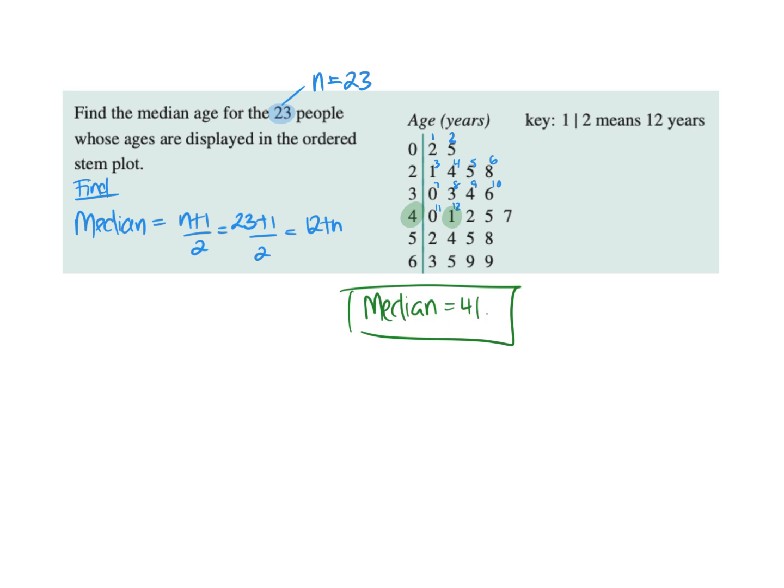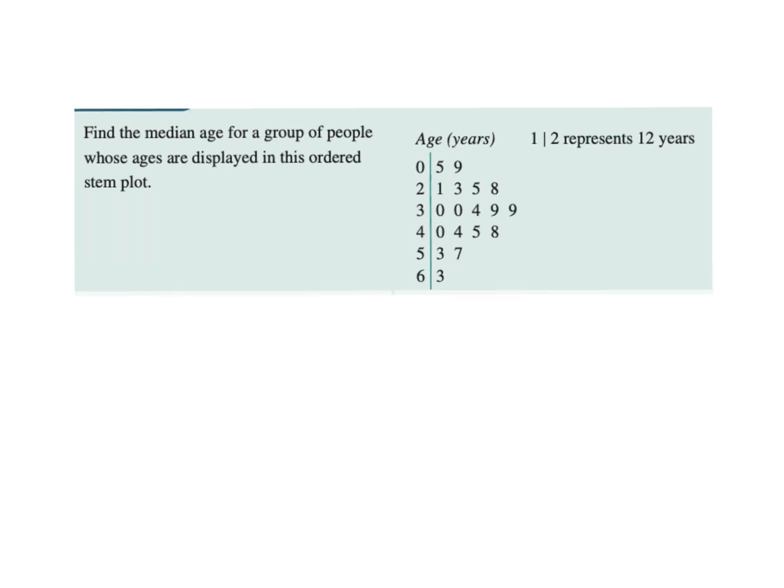So you can see this is a quicker way to work out the median, and time is everything for your exams. You need time. Okay, so let's do this next one. The median age for the group of people whose ages are displayed in this ordered stem and leaf plot. So they didn't tell me the total number of data.